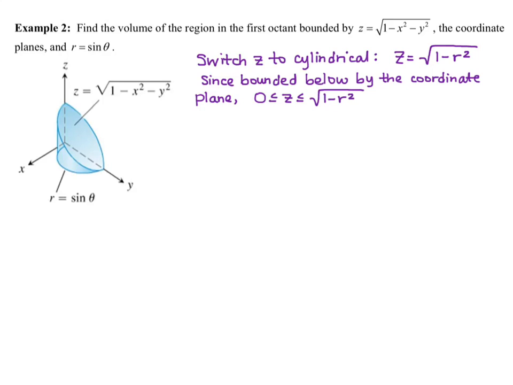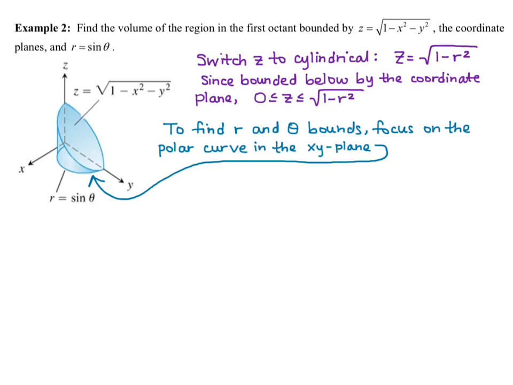Now, next thing I want to do is find the bounds on r and theta. And to do that, I'm going to focus on the polar curve in the xy plane. So they've drawn it for us, r equals sine theta. I'm going to draw it in our normal xy plane so we can get a good look at what it's like. So it's like half a circle right here, going through the origin and going through y equals 1. So there's my equation, r equals sine theta.